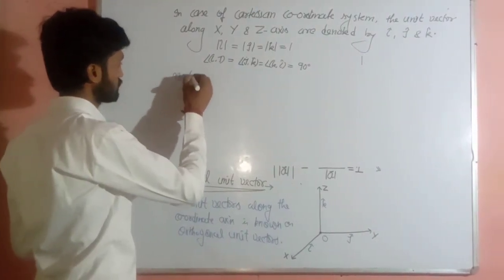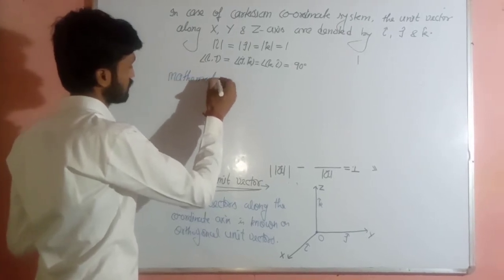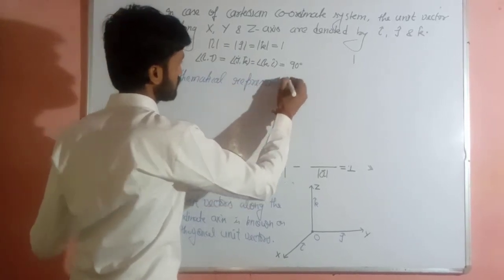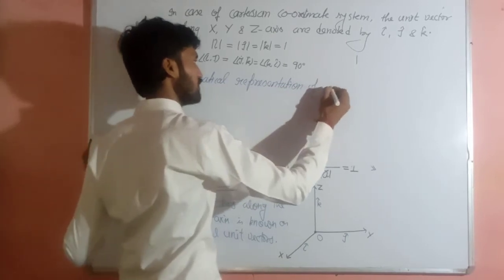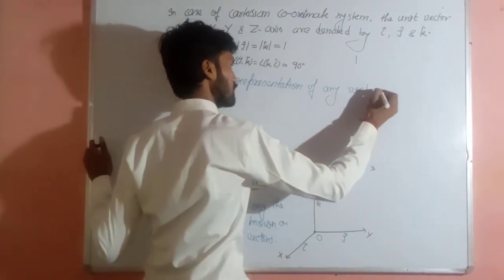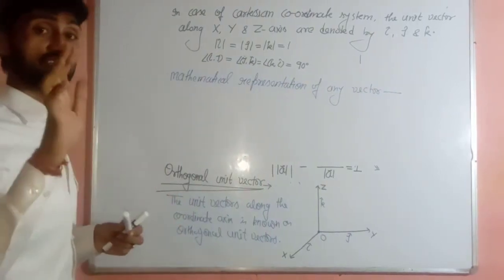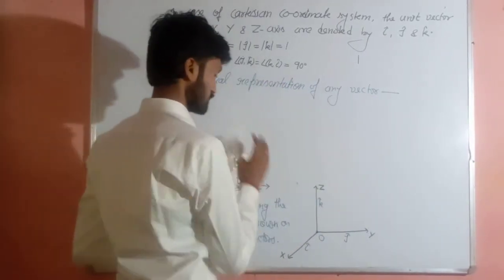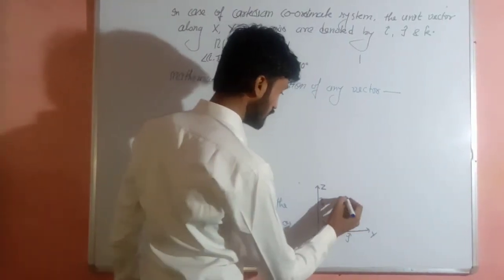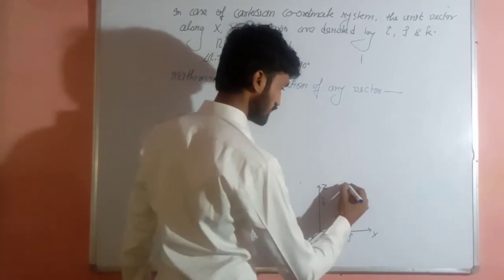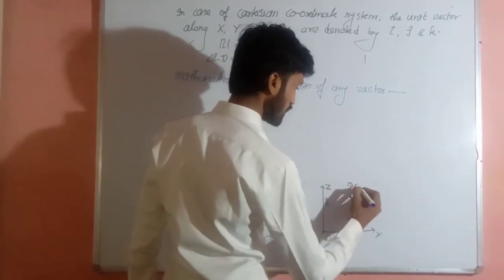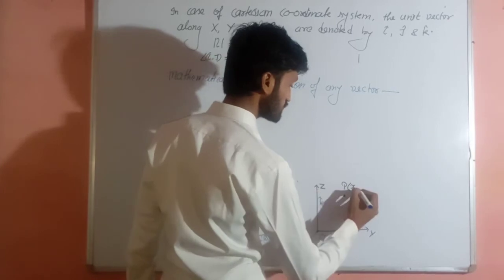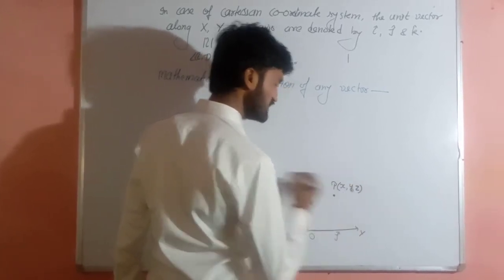The mathematical representation of any vector in Cartesian coordinate system. Suppose we have here a point P whose coordinates are x, y and z.